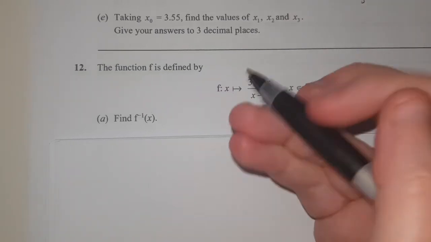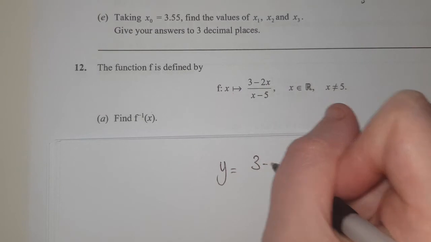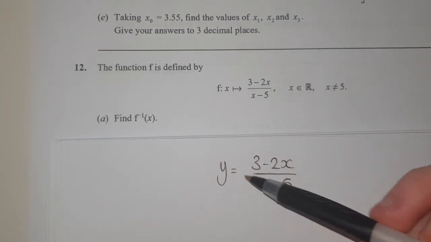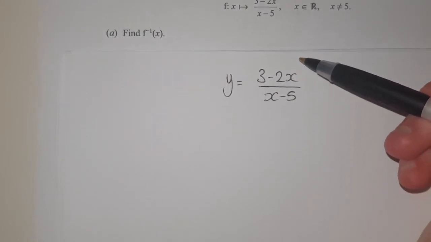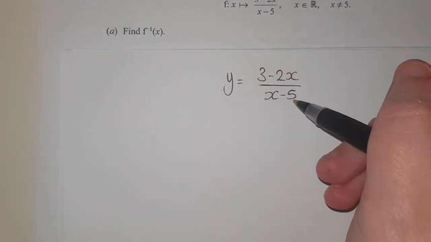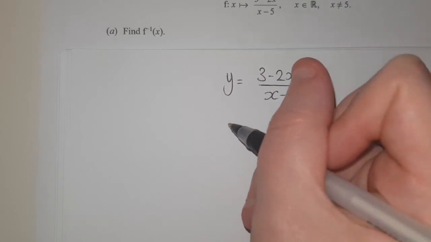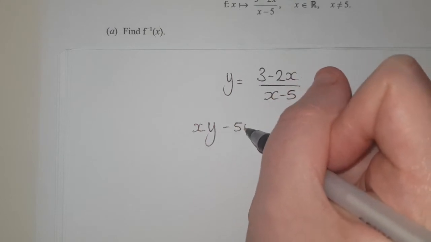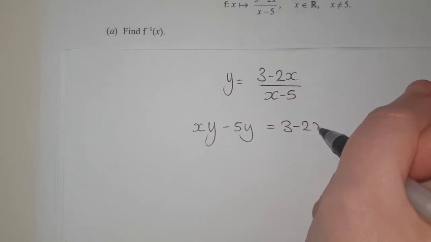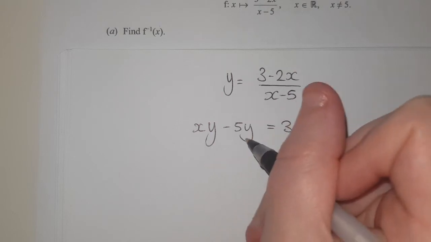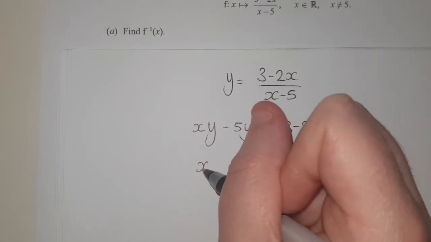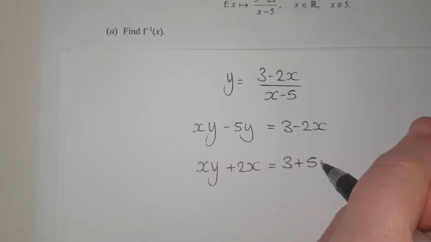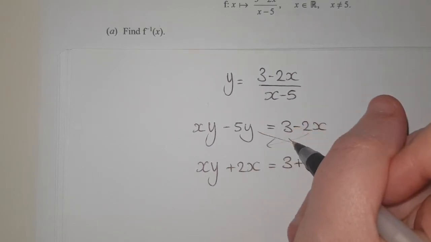So in this case it's the inverse. So we write y equals 3 minus 2x over x minus 5. Now it's up to you if you swap the letters now or swap them at the end. I'm going to make x the subject first and then swap them at the end. So if I multiply up, I get xy minus 5y equals 3 minus 2x. I'm going to bring all the x's to one side and anything without to the other. So xy plus 2x equals 3 plus 5y. So I've brought this one to this side and this one to this side.